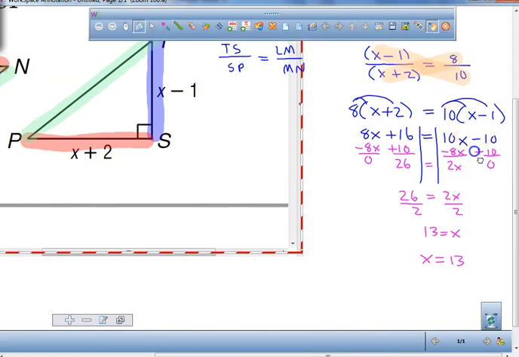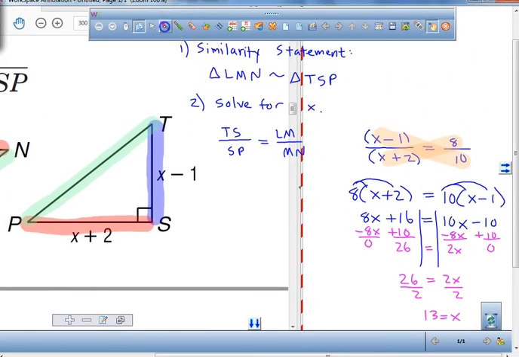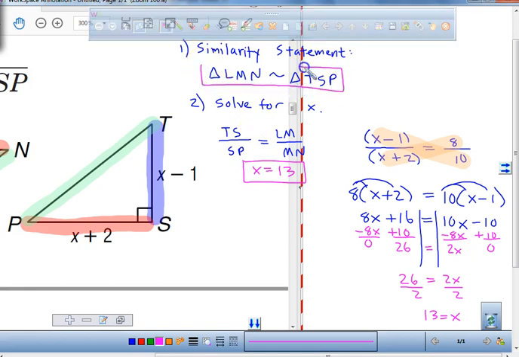So what I'm going to do now, since I solved for x, I'm going to say x is equal to 13. That's one of my answers, just like this similarity statement was one of my answers. The similarity statement helped me solve for x. It helped me set up my proportion.